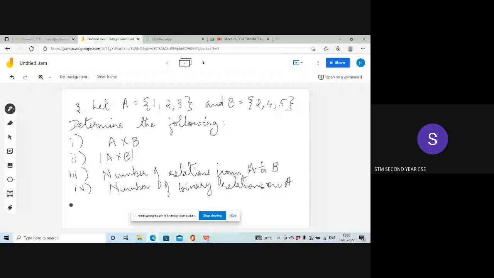Then fifth one, number of relations from A to B that contain 5 ordered pairs. Number of relations from A to B that contain 5 ordered pairs.